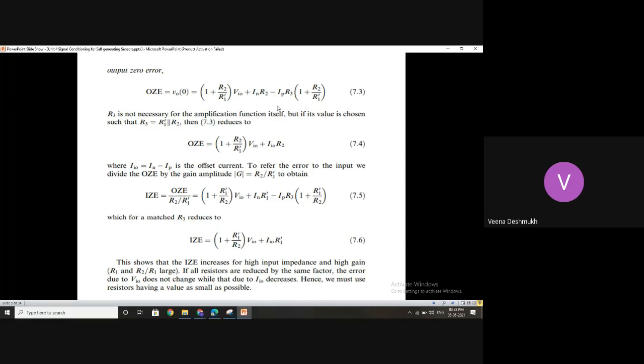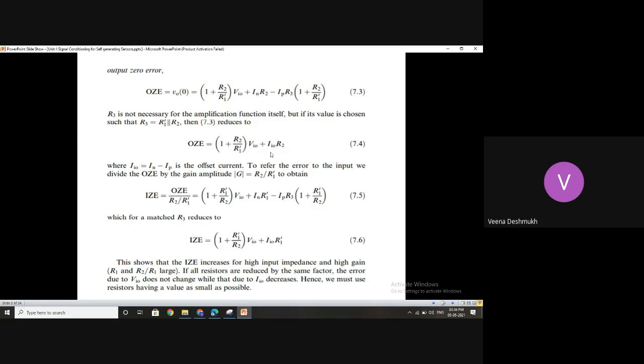So this IIO is the difference in these two currents, the positive and the negative current, or the bias currents which are flowing in this inverting and non-inverting terminals. This can be plus or this can be minus. It depends on which is greater, IN or IP. Depending upon that, your IIO, which is the difference between the two currents, that is the offset current, the sign depends upon which current is greater.